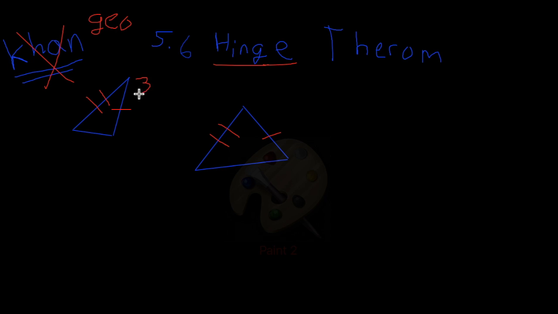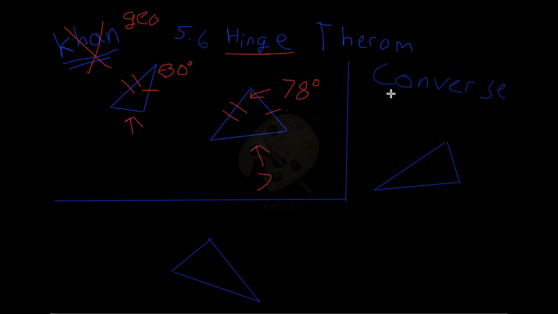So say this angle right here is around 30 degrees, and we'll say that this angle is 78 degrees. Then, based off of the theorem, this side length will be greater than this side length over here. Now, with almost every theorem, there is usually a converse theorem. Now, the converse of the hinge theorem is just like before.